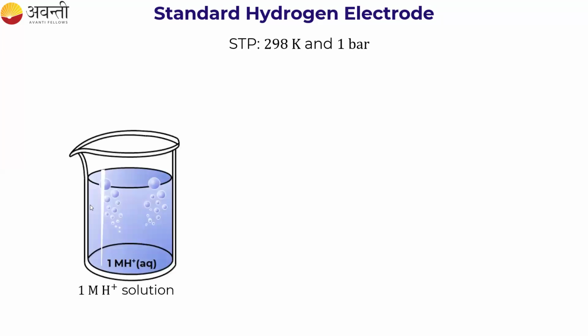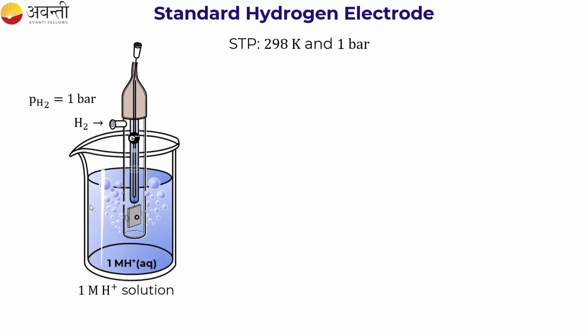Suppose I'm taking a solution. It is a 1 molar acidic solution, H plus solution. I'm dipping a container system and I have some hydrogen gas. There is an outlet which evolves the hydrogen gas, and the pressure of that hydrogen is 1 bar, which is a standard pressure condition. And the rod which I am using inside is a platinum rod.